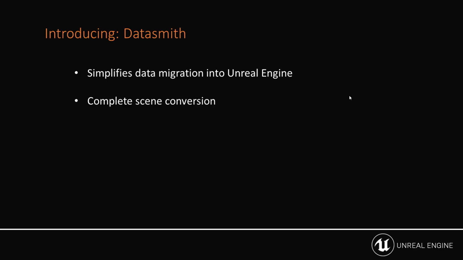The other thing as well is this idea of complete scene conversion, retaining those things that are often lost in translation. Things like materials, lights, cameras, for example, things like scene hierarchies, the ability to retain that information. Auto UV generation for light maps is another feature here that is being worked around here with Datasmith.